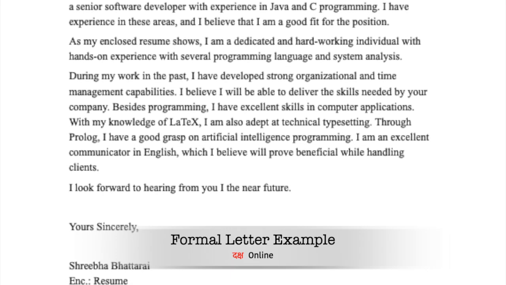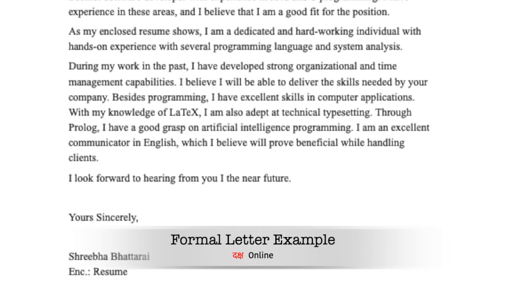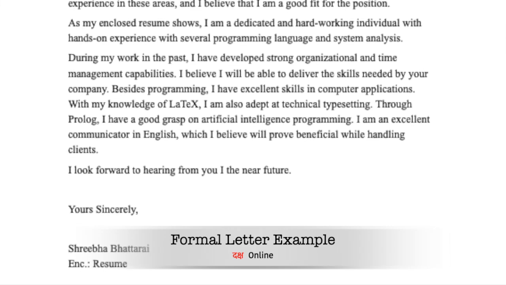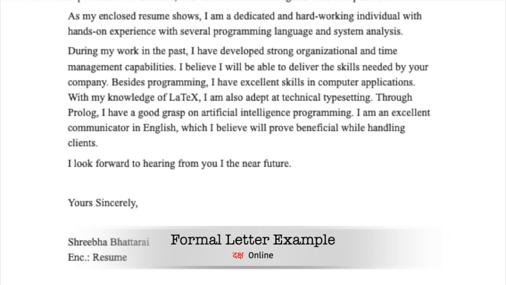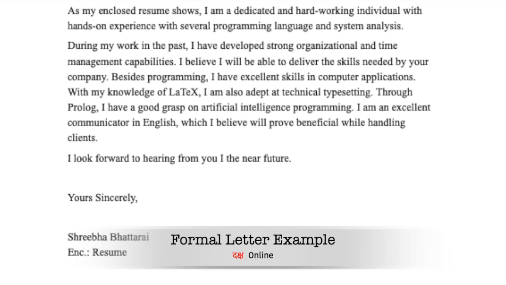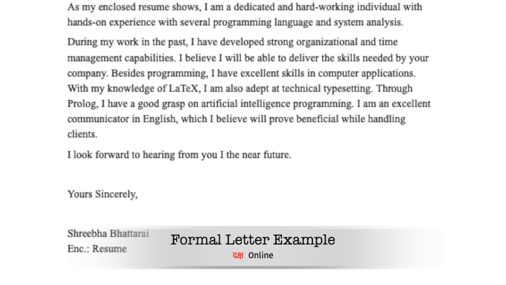They are written for internal purposes only, mostly by the executives to subordinates. And sometimes, depending upon the situation, even subordinates write memorandum to the executives as well.